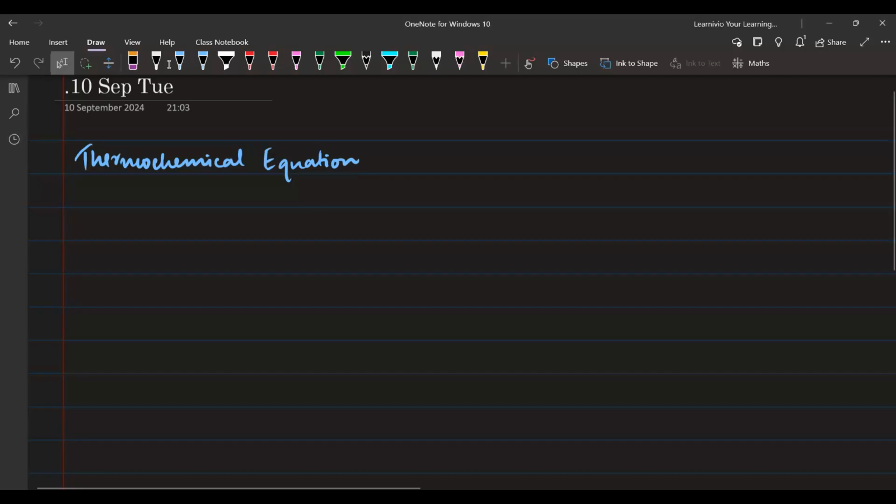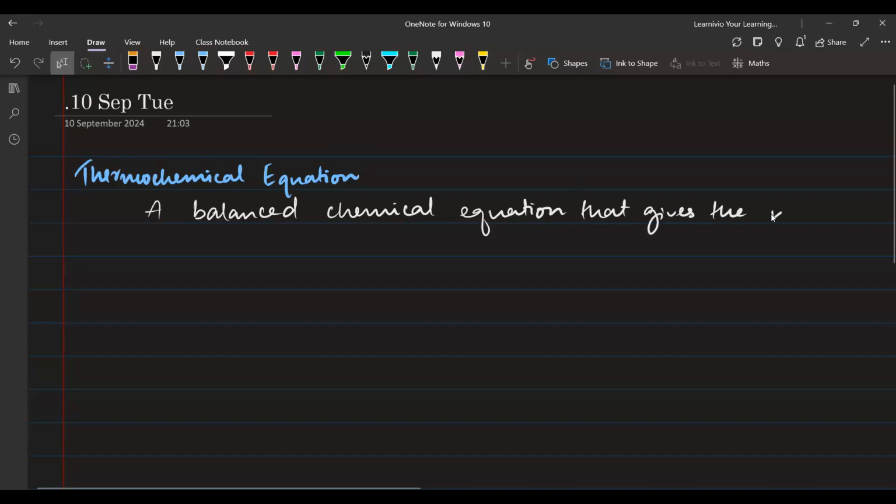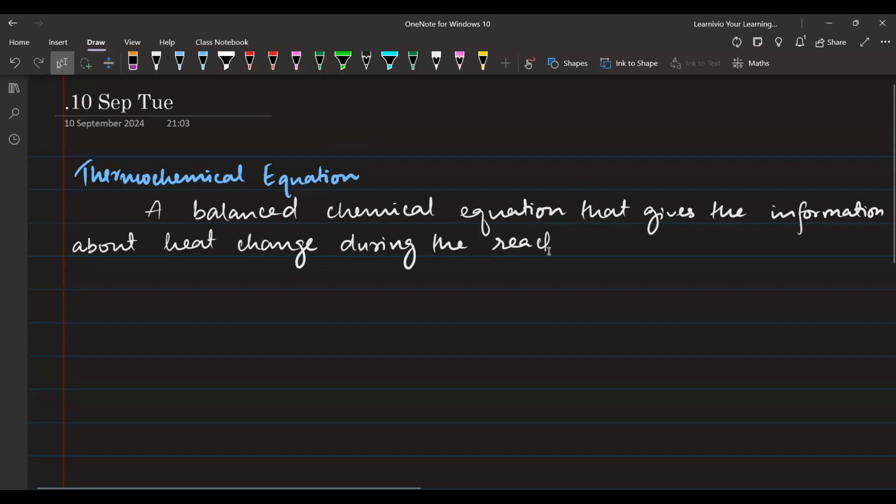Sorry guys. Thermochemical equation में लिखिएगा: a balanced chemical equation that gives the information about heat change during the reaction. ठीक है, so it is basically a chemical equation, but it also gives an idea about the heat change during the reaction. That means it also gives an idea about enthalpy.